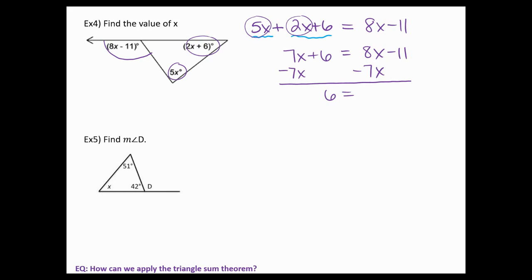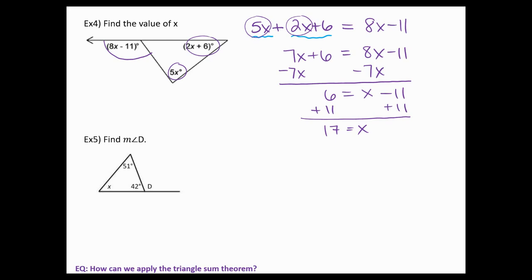So 8x minus 7x is just 1x, or x. And then to get x by itself, I do the inverse of subtracting 11. I would add 11. And I get x equals 17. So the answer for number 4 is x equals 17. And I check my directions, and it does say find the value of x, so we are done.